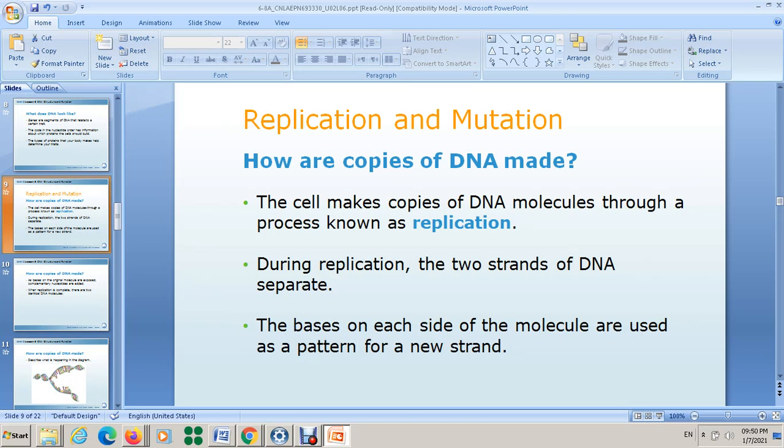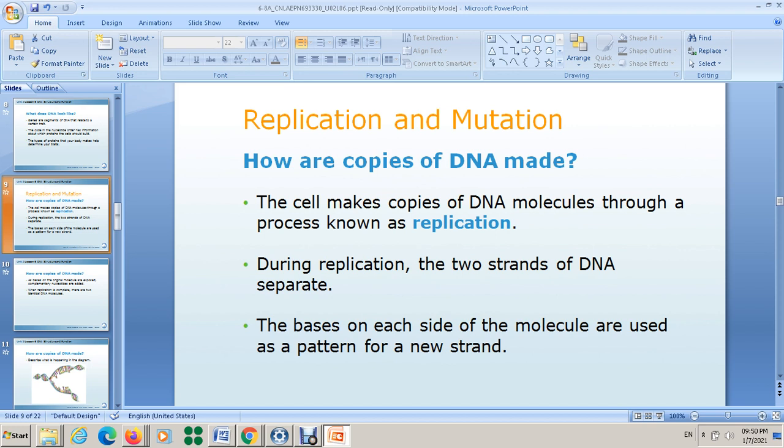Hello everyone. In this video we want to talk about the function of the DNA. We studied the structure of the DNA, and it's made up of what? Now we want to talk about the things the DNA is doing in the cell.